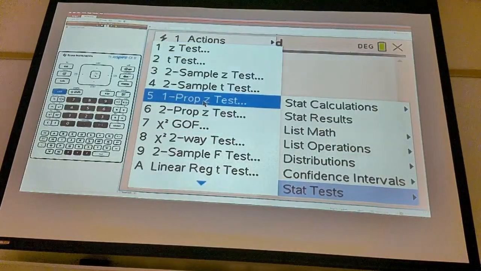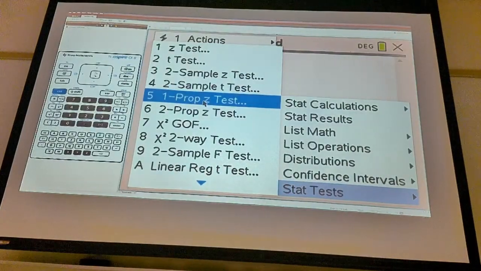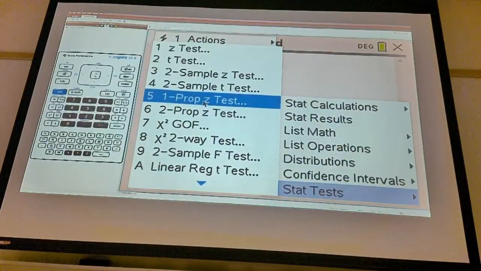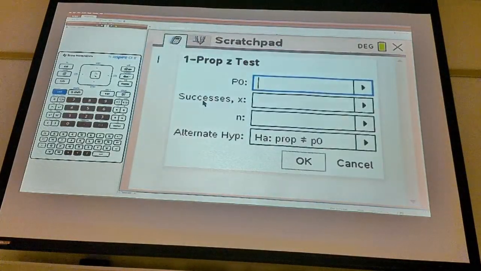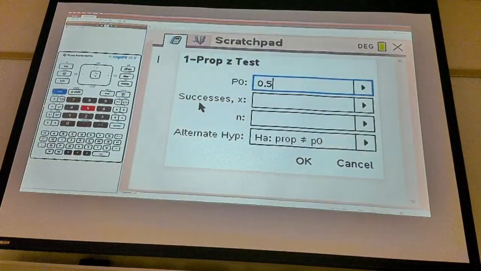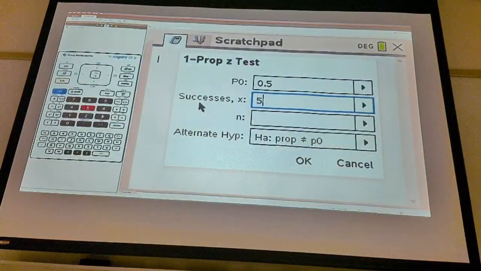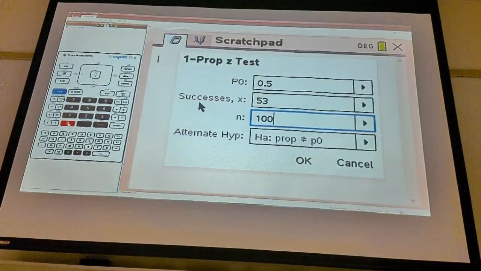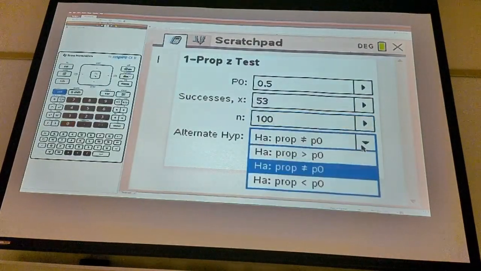To find the p-value using your calculator, you want to use a 1 proportion z-test. Then it's going to ask you to input some values. P naught, which we said was 0.5. How many successes? We had 53 successes. Sample size, 100. And what is the alternative? There are 3 options. Obviously, we wanted the two-tailed one here, so that's the default.